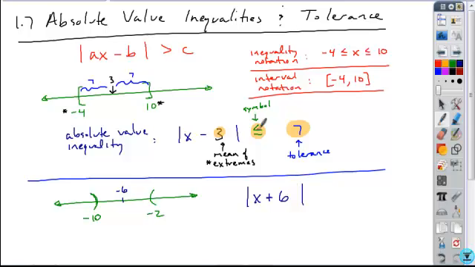Okay, we can go straight to the symbol, or we can find the tolerance. Let's say we find the tolerance first. What is the tolerance? What's the distance from negative 6 to negative 2? 4. So that's always going to be a positive value, that tolerance. It's a difference of 4. And then we determine the symbol.